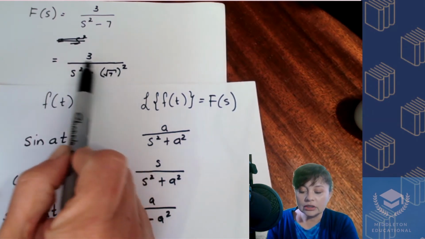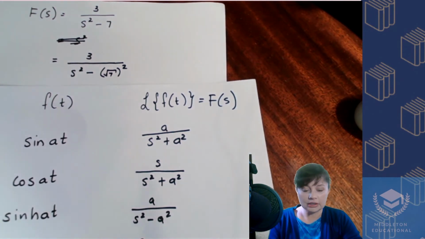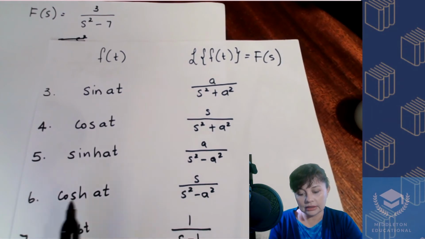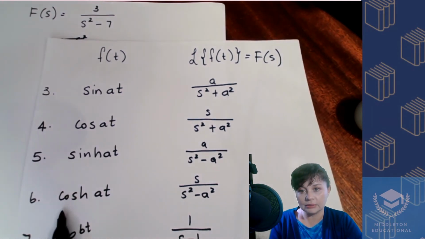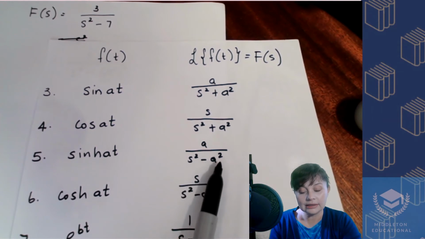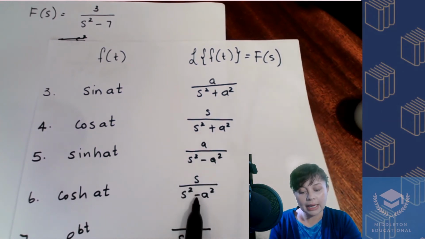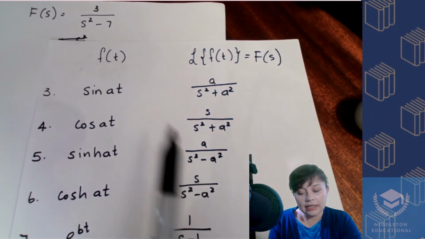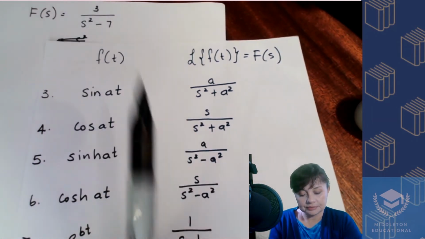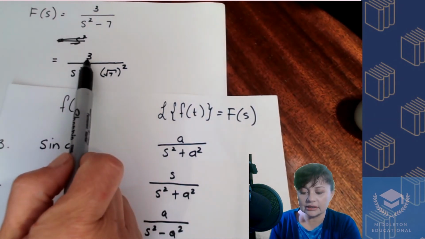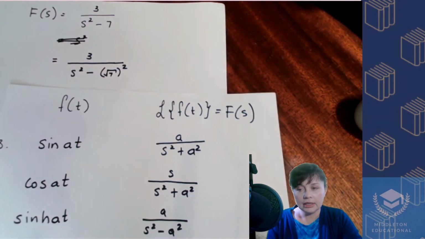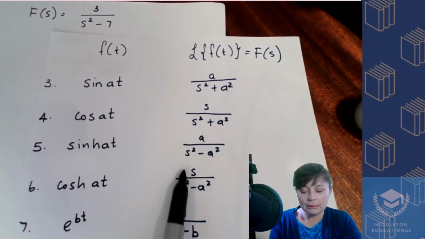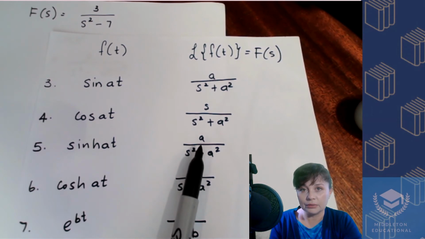Okay, so now we've got the denominator in the form that is on the table. So we know now that we are looking at either number 5 or number 6, because we've got s squared minus a squared, and a in this case is the square root of 7. Then we move to our numerator. Our numerator in this case is a number. And if we look at 5 and 6, the one that has the number is number 5, with sinh.